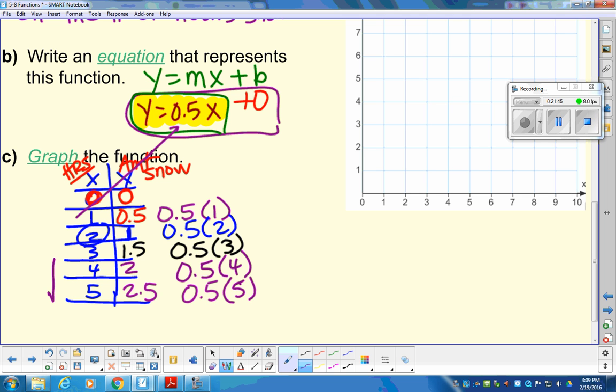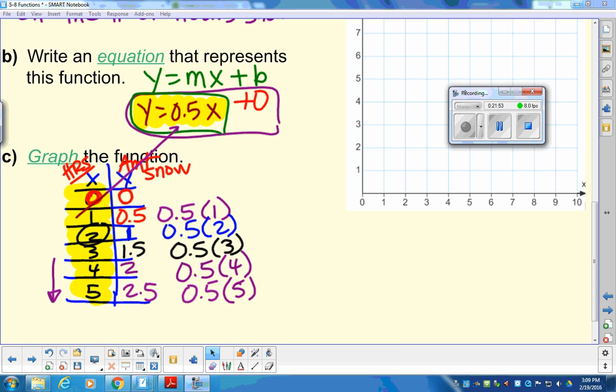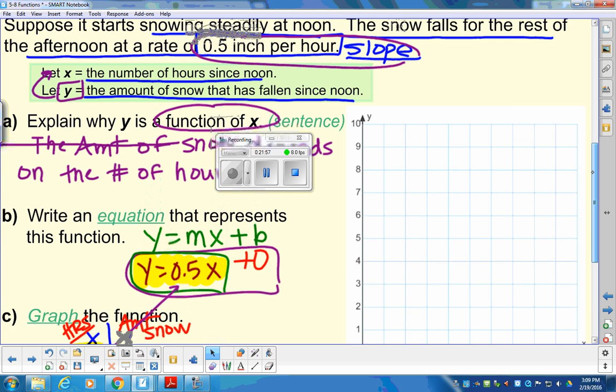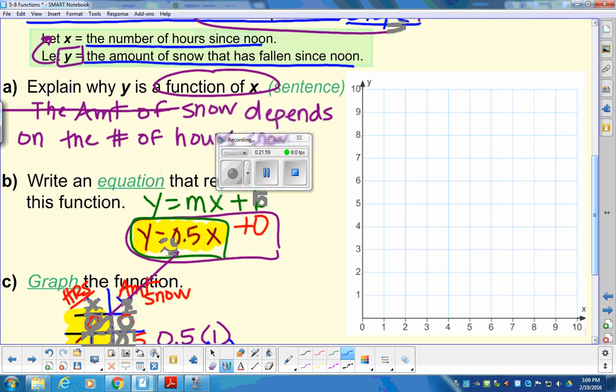Now we can keep working that table if we want, but so far this is looking like a function anyway because all the inputs are different. Now I picked the inputs, so we need to graph it just to be sure it also passes the vertical line test. I know this video is getting super long, guys. Trust me, I'm feeling tired with it anyway. So we have this snow day, hoping for a snow day. Let it snow, let it snow.